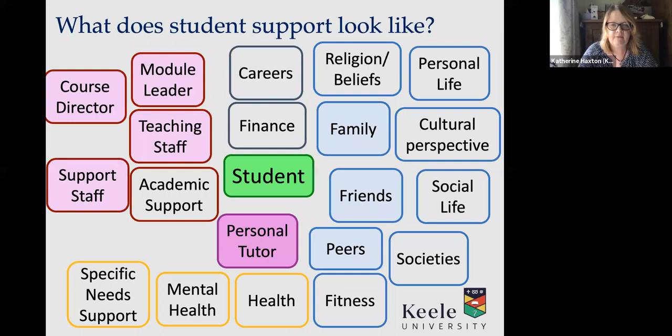Our students also have a big support network that's nothing to do with university. So they've got their families and their friends. They've got the peer group within which they sit, and obviously some of the chat this morning already is focused on how do we integrate students into that peer network. And there's all the other aspects. So there's the societies they join in with, there's their social life, there's their personal life. There's also things like their cultural perspective and their religion and beliefs.